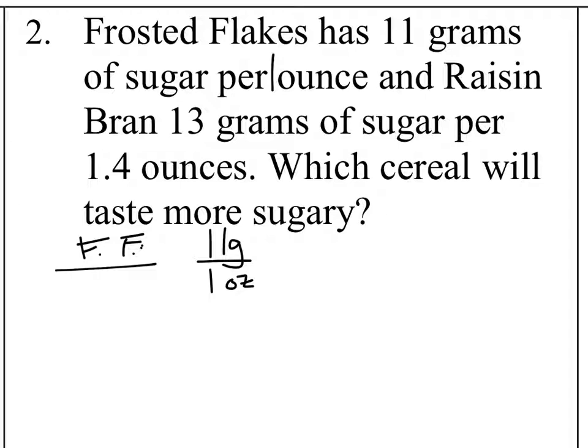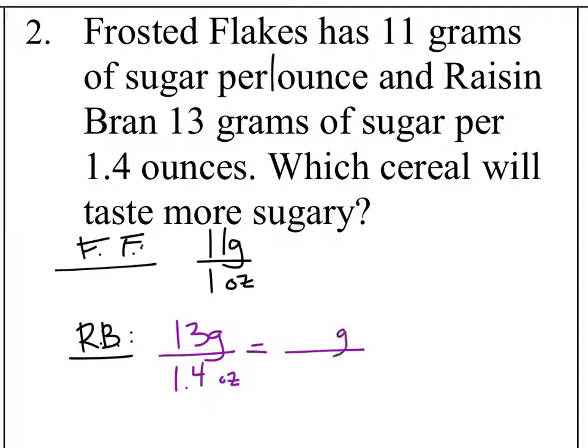That's not too bad. But then we got good old Raisin Bran, right? Which is 13 grams for 1.4 ounces. Now what we want is to figure out how many grams it is for 1 ounce though, so we can compare them directly. So how would we get 1 ounce from this? Yeah, good. Divide by 1.4, which is 1. So 13 divided by 1.4 is 9.3 grams-ish. So which one will taste the most sugary? Yeah, Frosted Flakes.